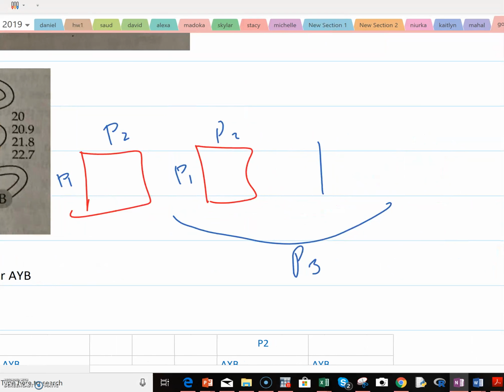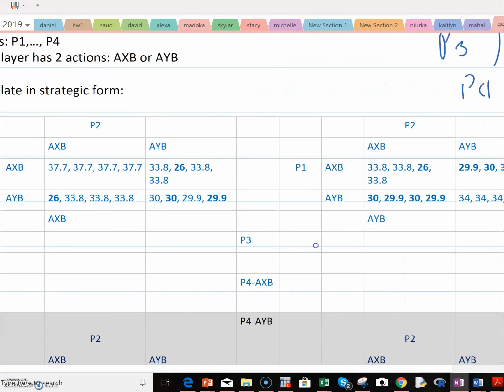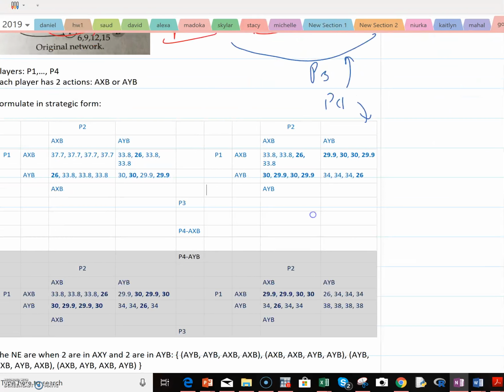This will be player 3, and then this again is the same thing as this. Okay, so this is the 2 actions of player 3, and then I have here player 4, 1 for this and 1 exactly the same as that. Yeah, so that's how it looks. So the strategic form is now this one.